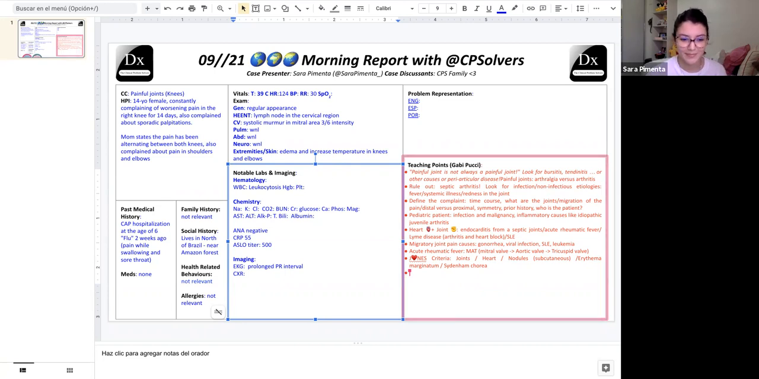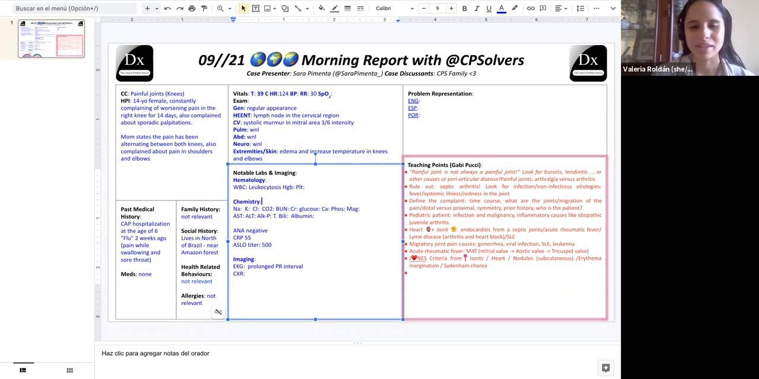Great. Thank you so much, Sarah. So chat team, what are we thinking with these new findings? A prolongation of the PR interval and some interesting autoimmune, or well, inflammatory panel that Sarah had just shared with us.